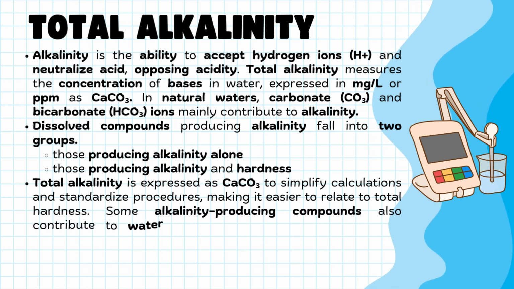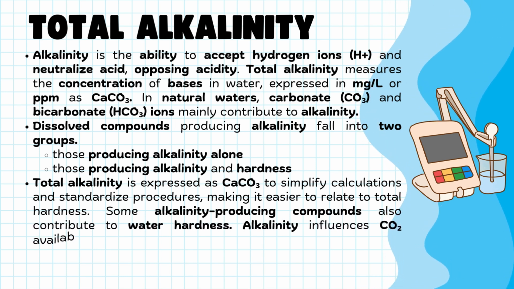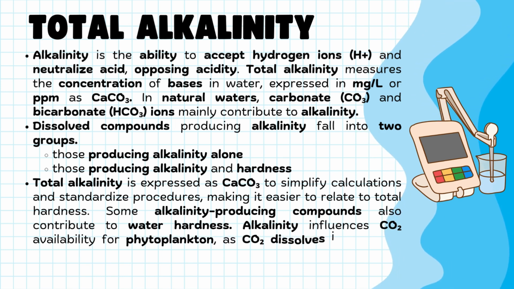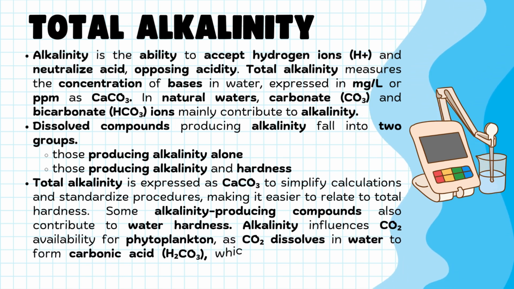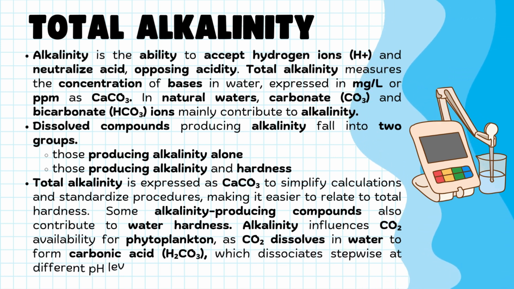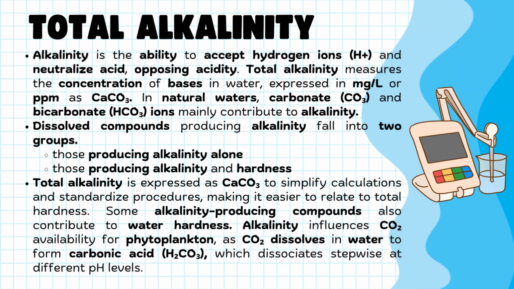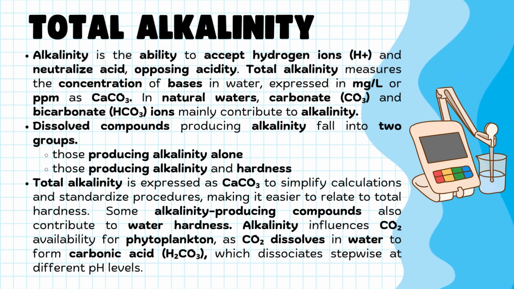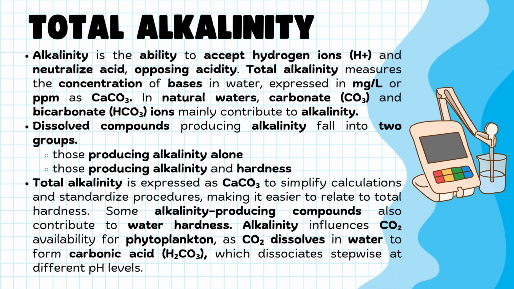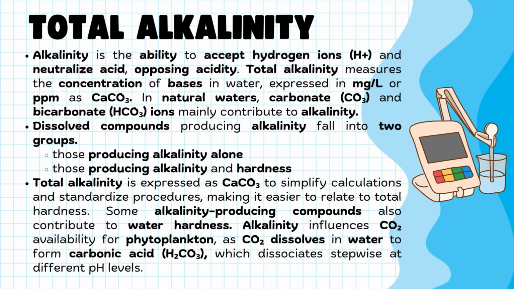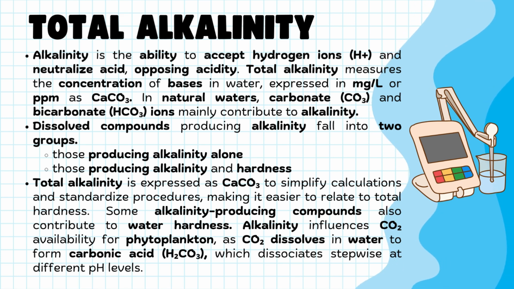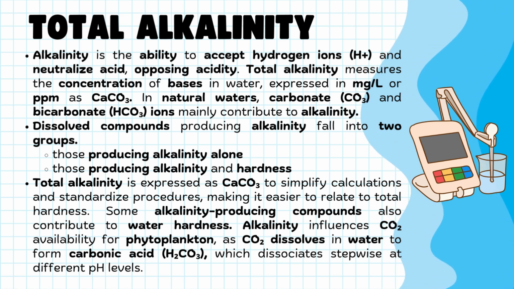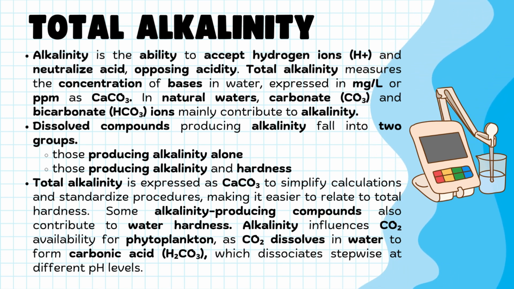Sources of alkalinity in natural waters: carbonate and bicarbonate ions are the main contributors. So what are the types of alkalinity-producing compounds? Compounds producing only alkalinity, for example, sodium carbonate, sodium bicarbonate, potassium carbonate, and potassium bicarbonate. Another group is the compounds producing both alkalinity and hardness, for example, calcium carbonate, calcium bicarbonate, magnesium carbonate, and magnesium bicarbonate.